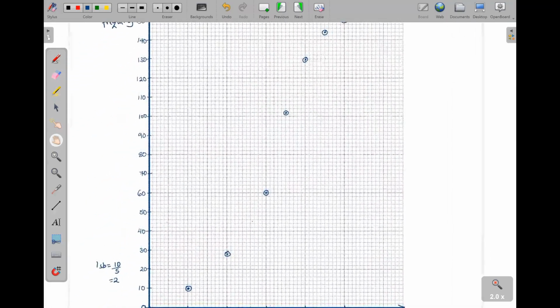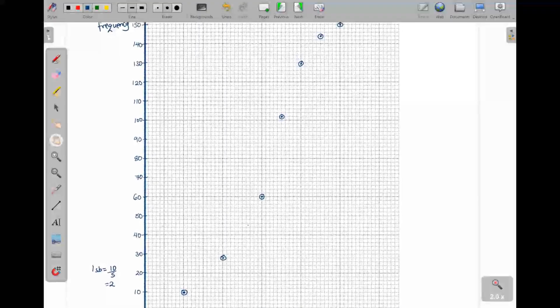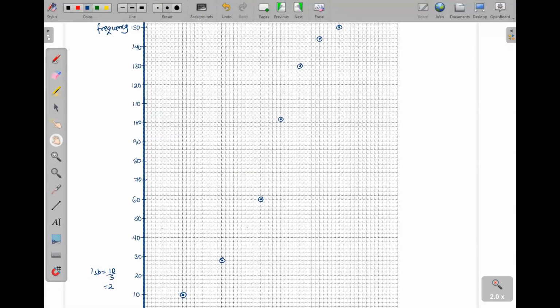Now we connect these points to produce a smooth curve. You try to be as smooth as you can.